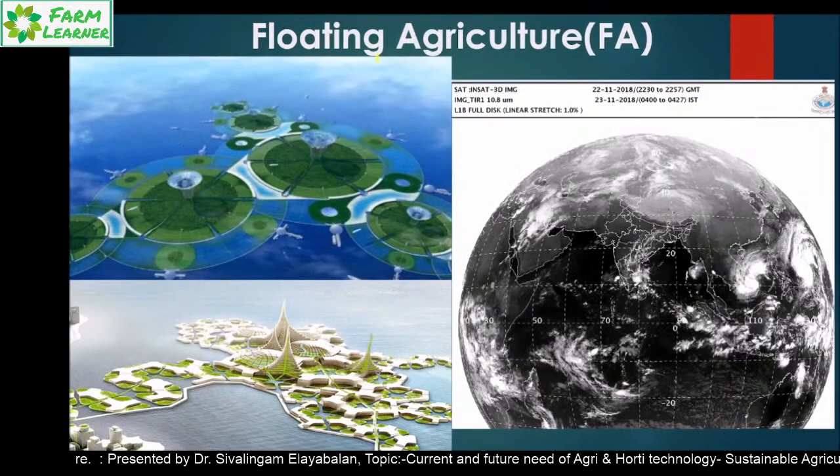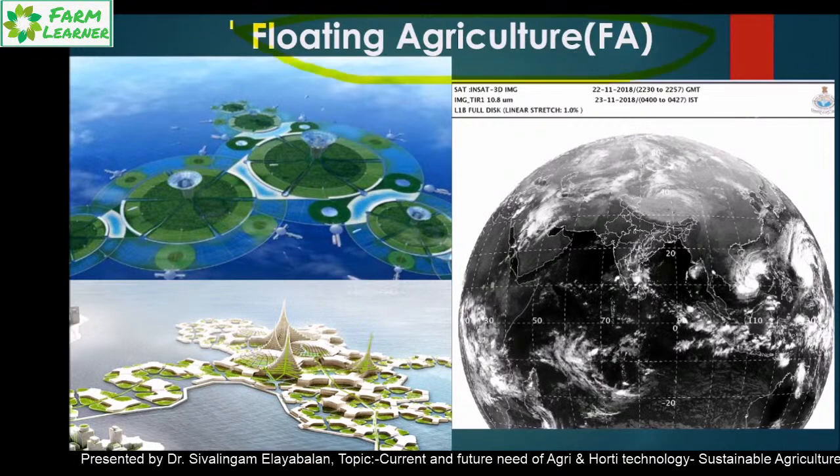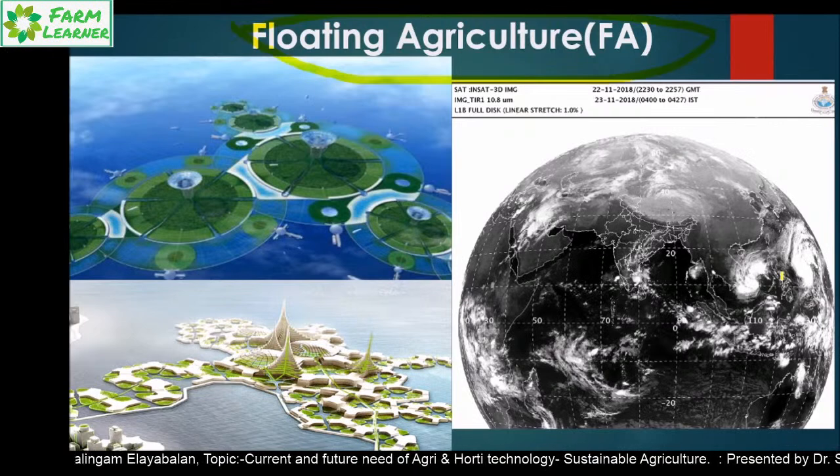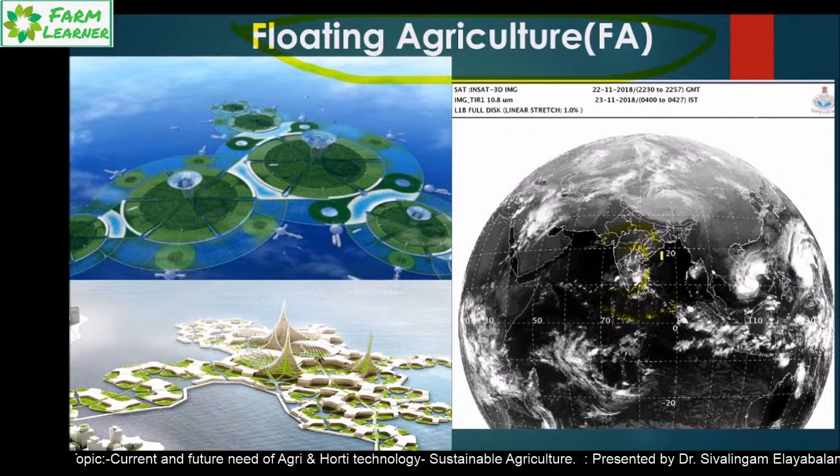Yes sir, finally I'm talking about floating agriculture. What is happening nowadays? The climate change. Yes, we are accepting the climate change. Rainfall failure. Yes, rainfall failure. Drought situation happening. How to overcome? All the rains are happening in the ocean, not in the land places. So floating agriculture is the future and present.